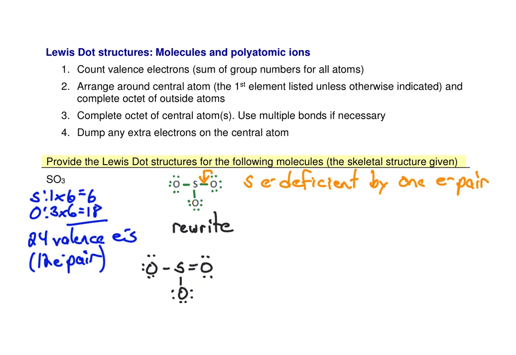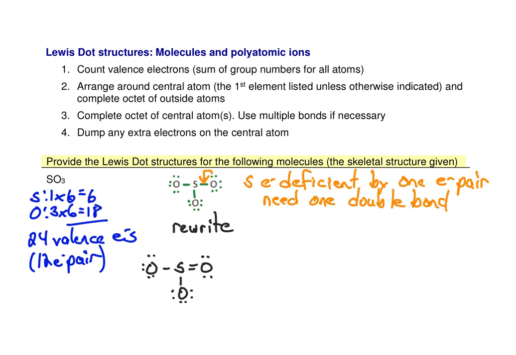Now let's look at the sulfur. The sulfur atom now has 2, 4, 6, 8 valence electrons. So by making that one double bond, we've allowed the sulfur to now have a complete octet.